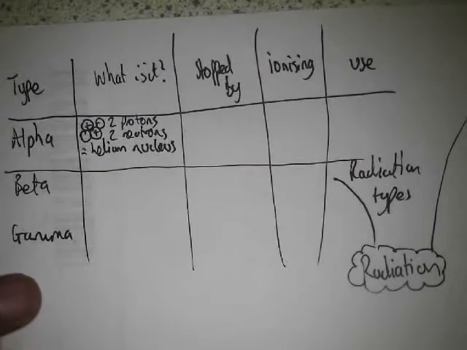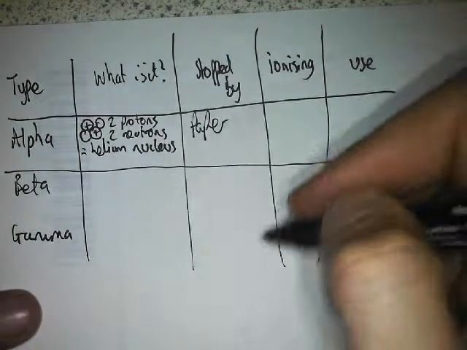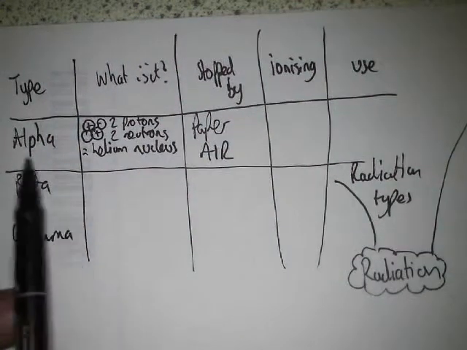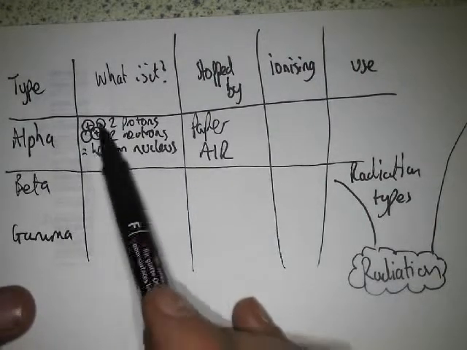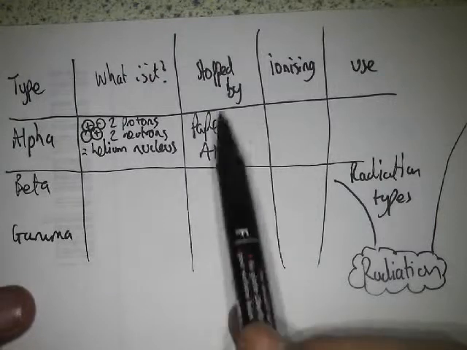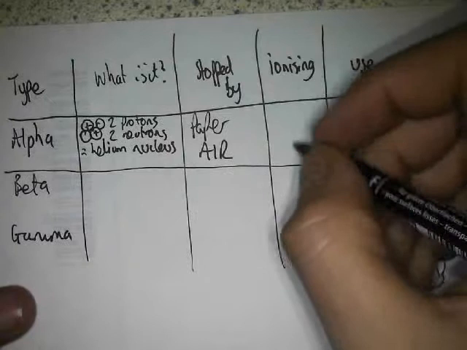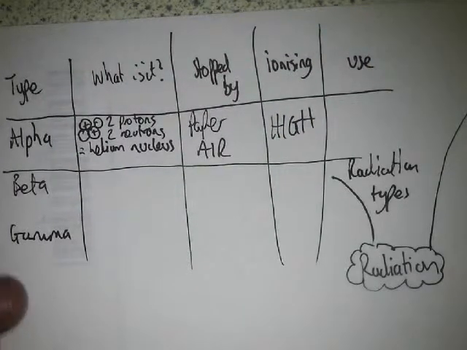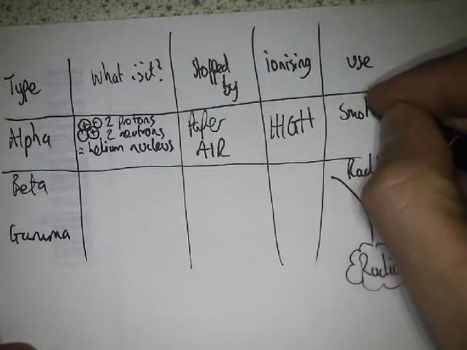Stopped by. Well, if I wanted to stop alpha, what would I need? I'd only need a piece of paper. Or, I mean, air will stop it as well. It doesn't travel very far. It's massive in terms of radiation types, but it doesn't travel very far whatsoever. Now, because it's massive, its ionizing ability is high. It has a high chance of knocking electrons off, which is what an ionizing ability is. What they're used for? Alpha is used in smoke alarms.